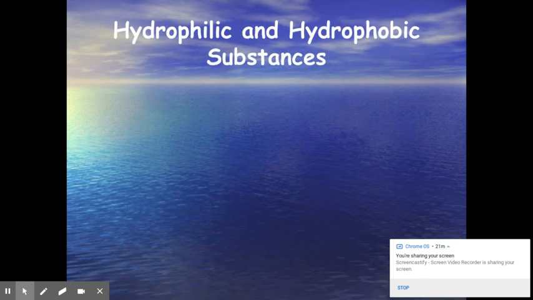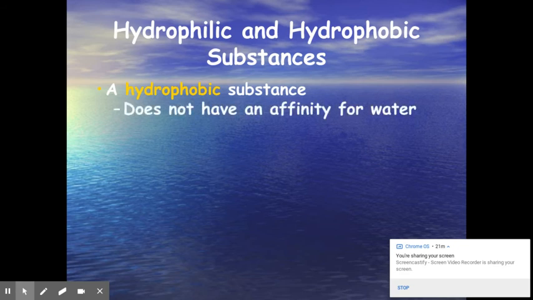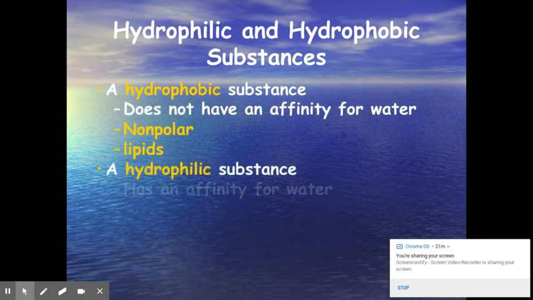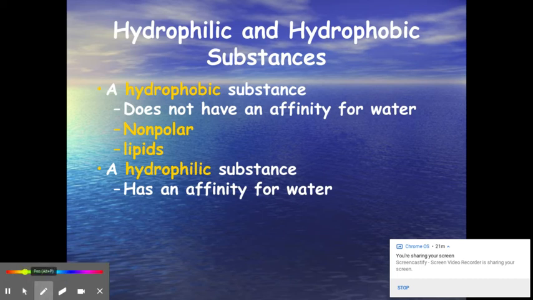Okay, moving on. Just to touch on this briefly, hydrophilic and hydrophobic. If we break these words down, if you think hydro, so the first part of these is hydro. Hydro means water. Okay, water.